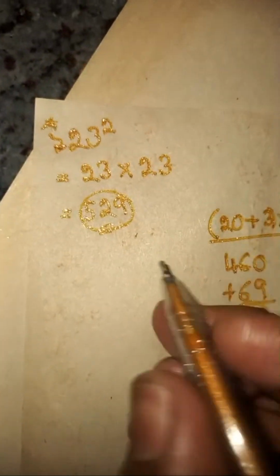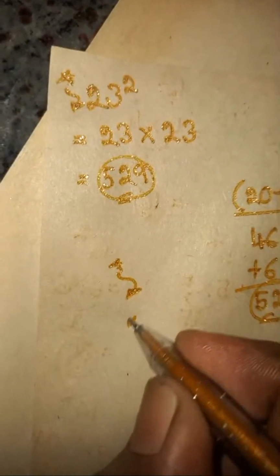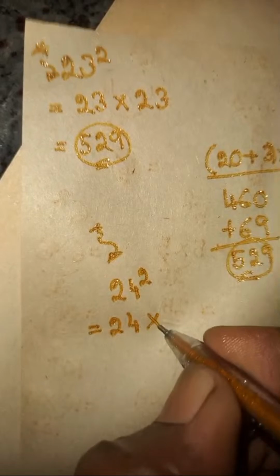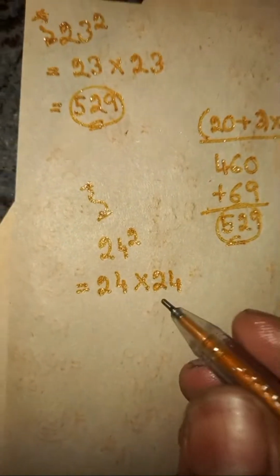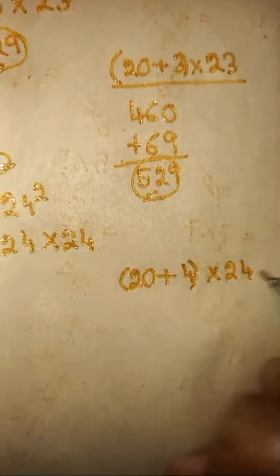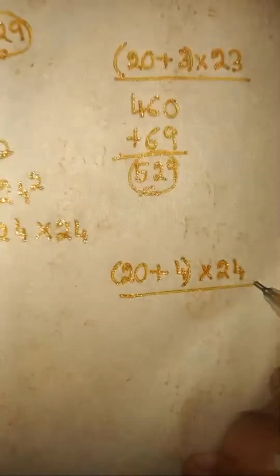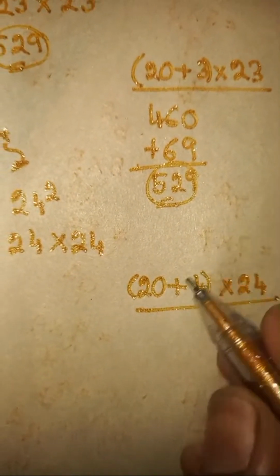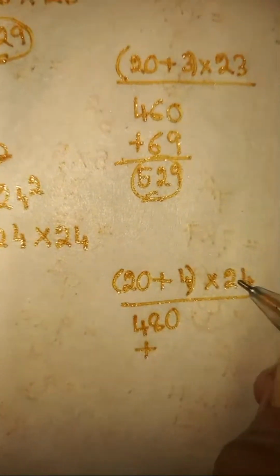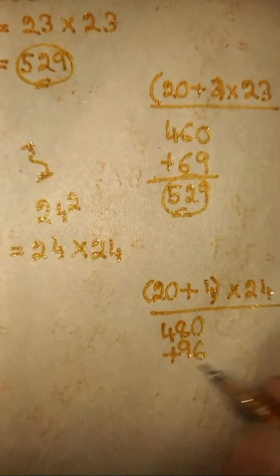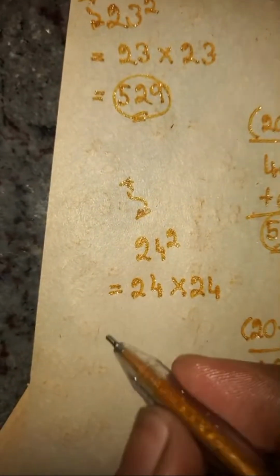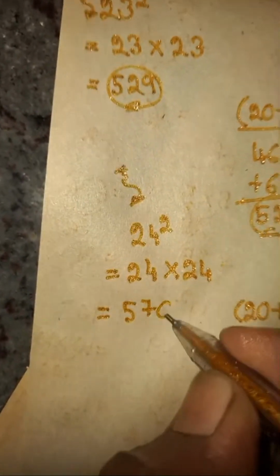Let's take one more problem, that is 24 square. This 24 square you can write as 24 times 24. 24 can be written as 20 plus 4, times 24. 24 times 20 is equal to 24 times 2 is 48, so it is 480, plus 24 times 4 is 96. 480 plus 96 is 576, which is equal to 24 times 24 is 576.